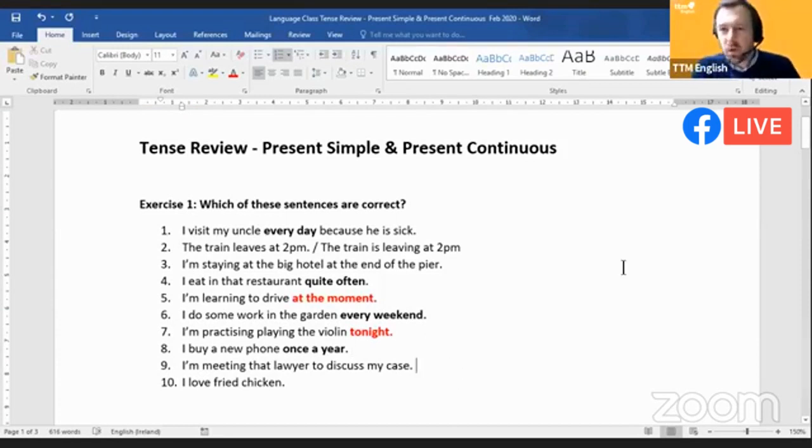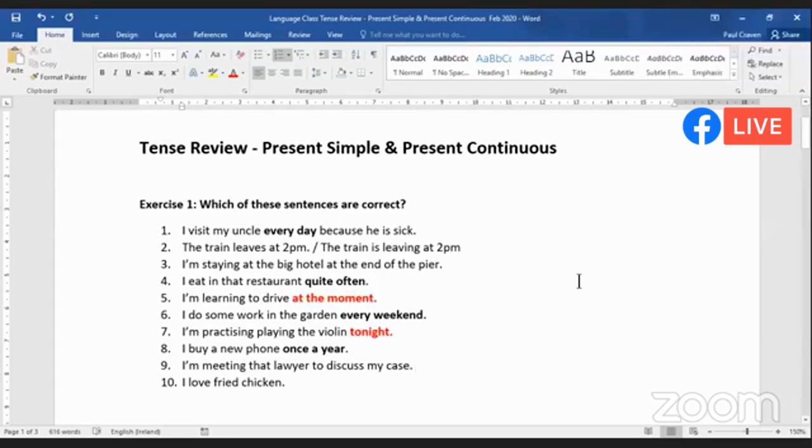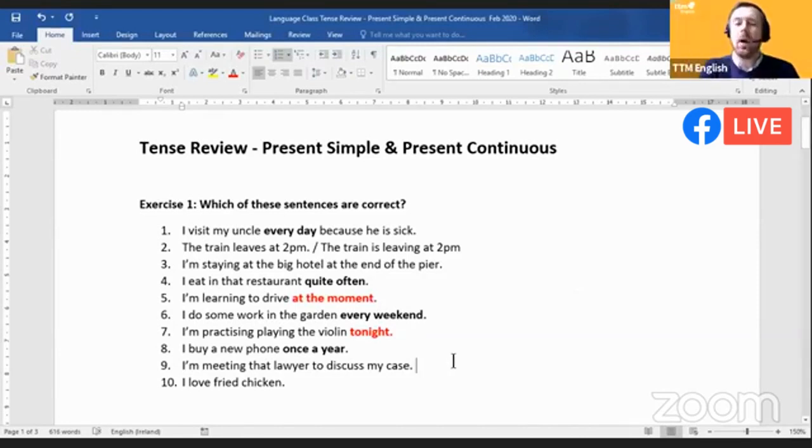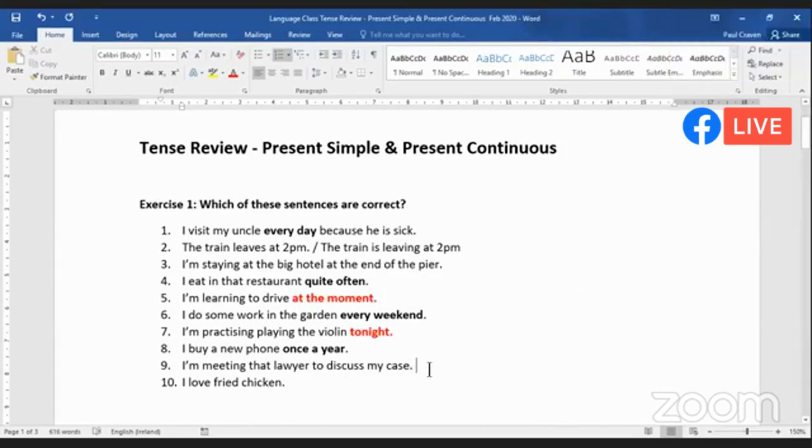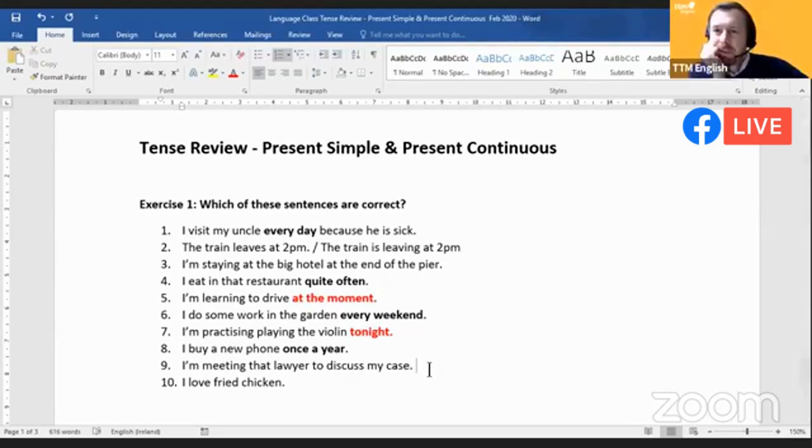Okay, next one. Let's go for Kat. Are you there, Kat? Yes. Hi, Kat. Number 9. I think that's okay. That one's all right, isn't it? Why? He's about to meet the lawyer to discuss the case. So, about to meet makes me think that that's going to happen right now. Maybe I'm outside the house, I'm outside the office. Is that what you're thinking?